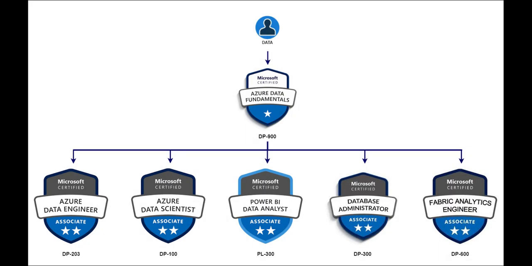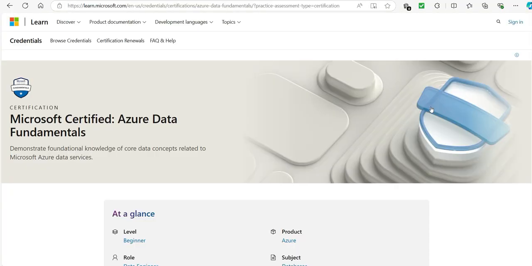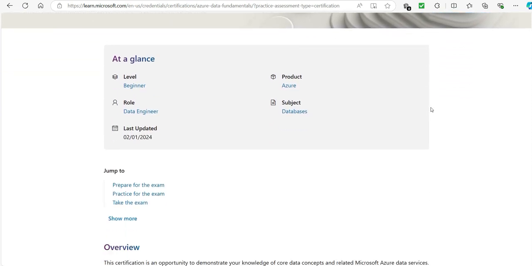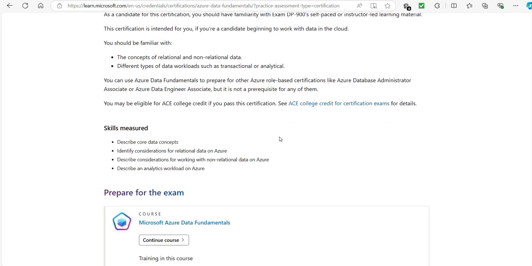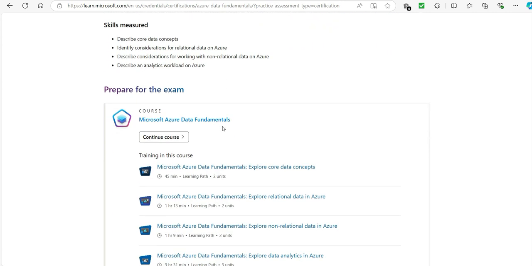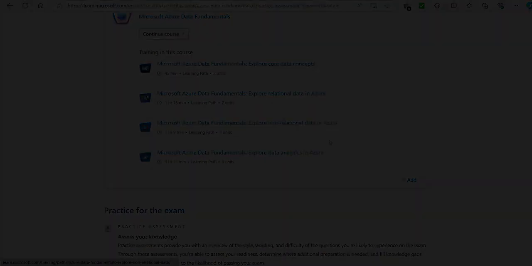First, let's talk about the foundation of it all, the DP900, Microsoft Azure Data Fundamentals. The DP900 certification is perfect for beginners. It covers the basics of core data concepts and how they are implemented using Microsoft Azure data services. This certification is your stepping stone into the world of data on Azure.